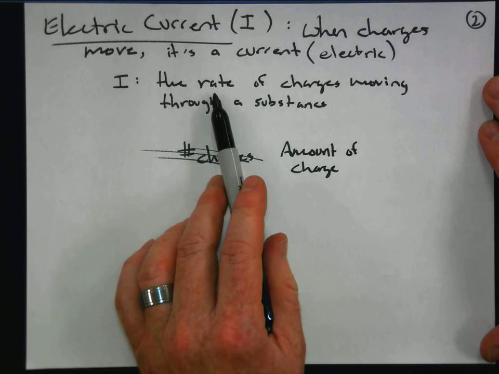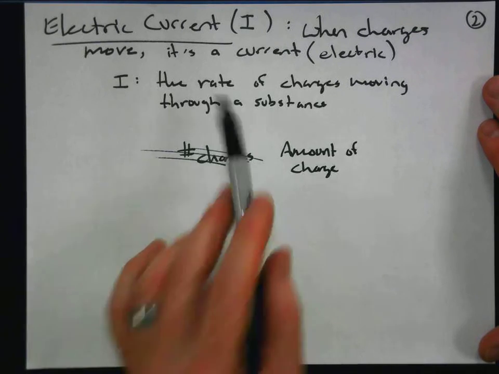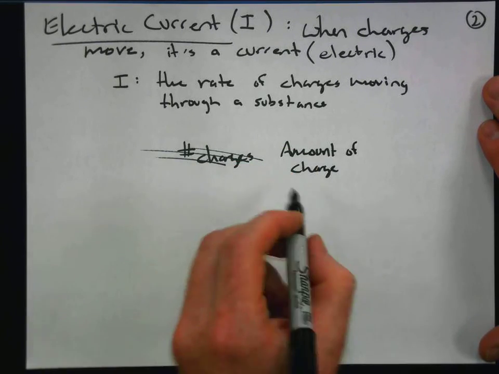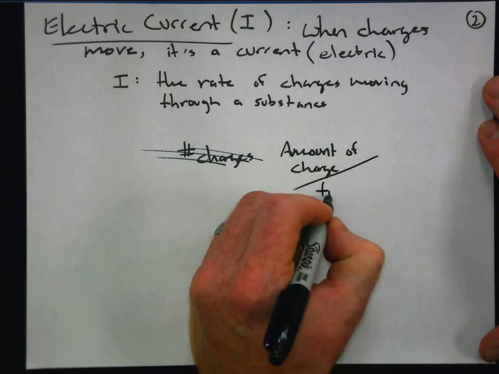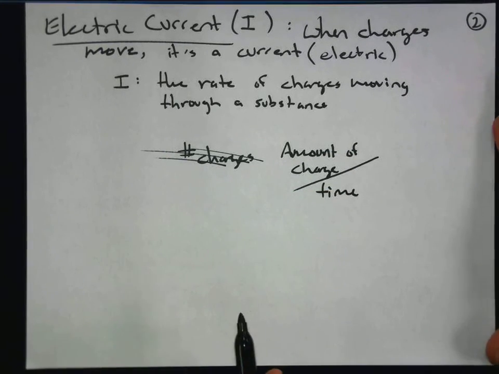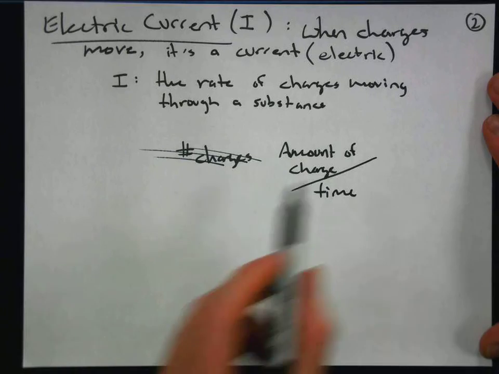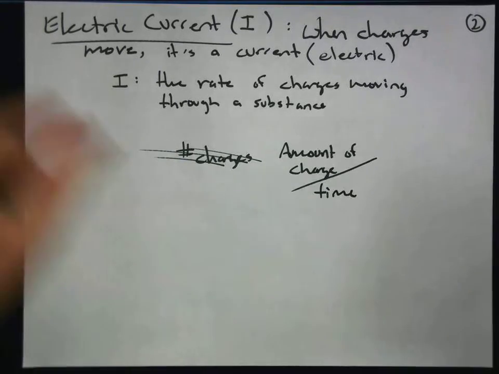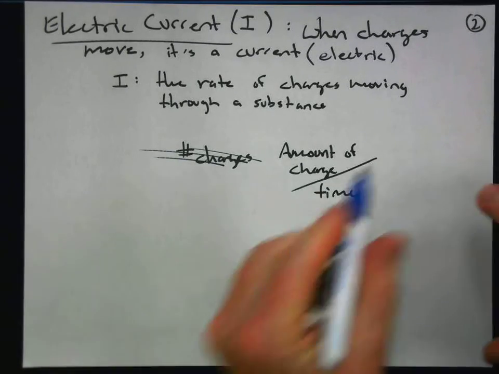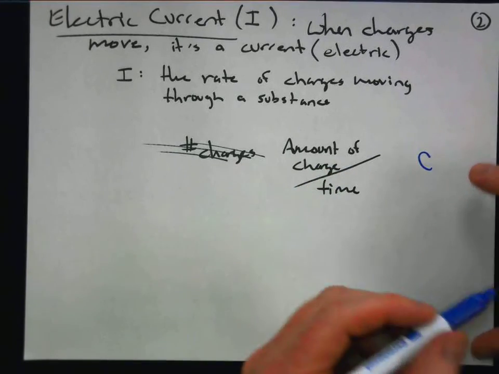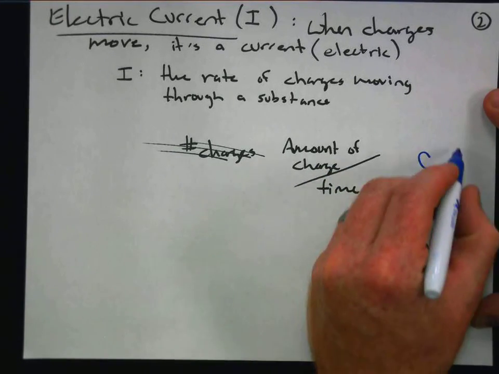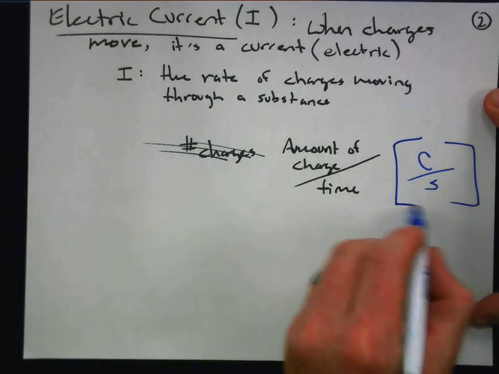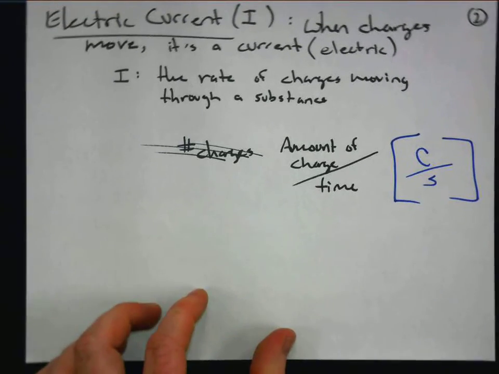And we're talking about the rate. So a rate is how quickly it's happening, and that means you're measuring time. So amount of charge divided by time. And this is interesting because we see already that amount of charge is measured in coulombs, and time is measured in seconds. So we see the units of electric current are going to be coulombs per second.